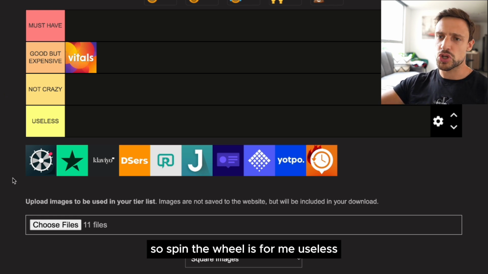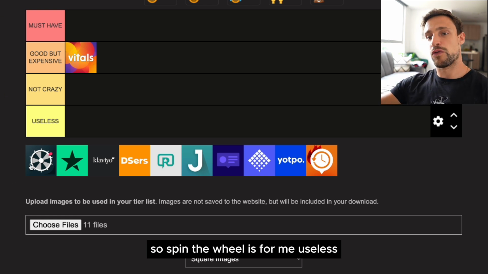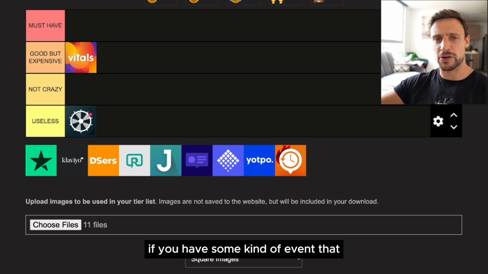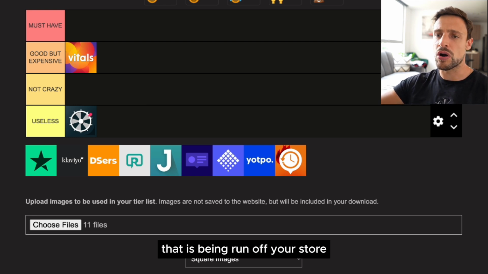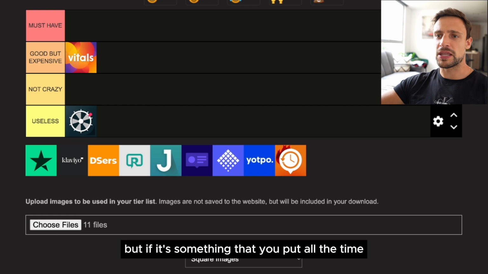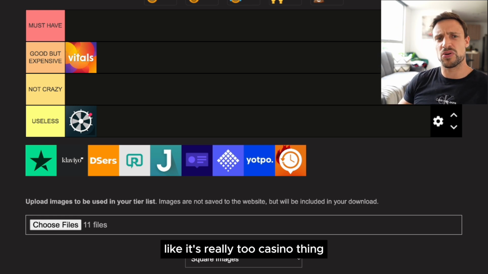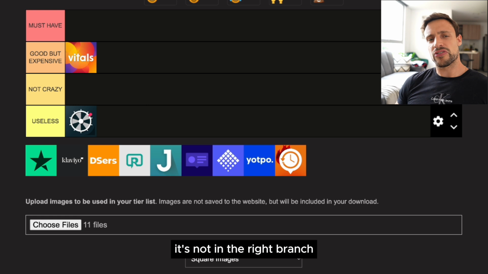So Spin the Wheel is, for me, useless. It's too trashy, too scammy, too lacking in trust. Maybe put it sometimes if you have some kind of event being run on your store. But if it's something that you put all the time, like I see sometimes, I don't like this type of thing. It's really too casino. It's not in the right branding.